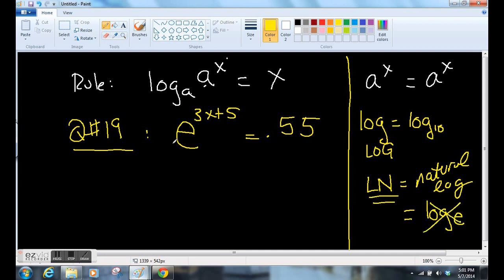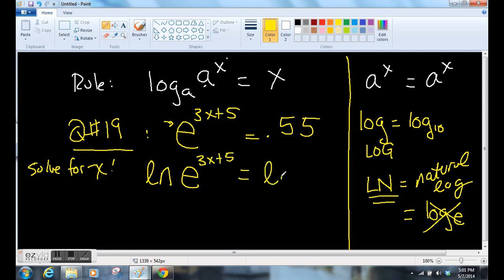Okay, back to question 19. E to the 3x plus 5 equals 0.55, and you're supposed to solve for x. Uh-oh, it's okay, we can do it. One thing you do, because you really want to get rid of this e and just have 3x plus 5 on this side, is take the natural log of both sides. You can do that. As long as you're doing it to both sides, you have not changed the equation. So the natural log of e to the 3x plus 5 equals the natural log of 0.55.